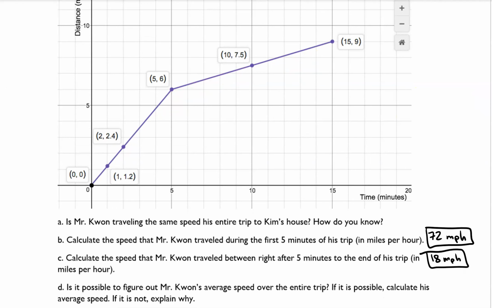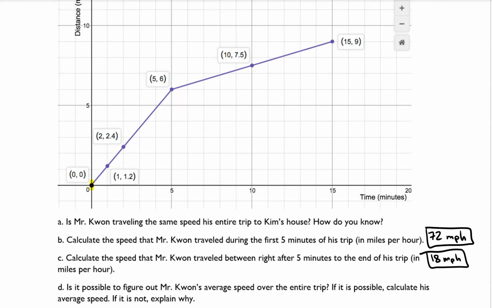Part D says, is it possible to figure out Mr. Kwan's average speed over the entire trip? If it is possible, calculate his average speed. If it is not, explain why. Okay, so it is possible, and basically we just want to know over the entire trip how much distance did I travel and how much time did I spend.